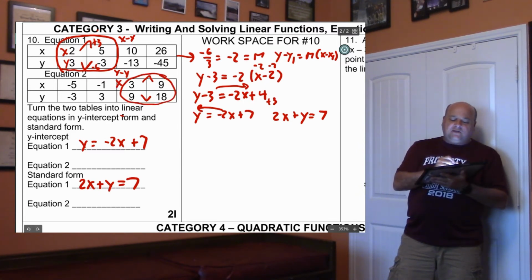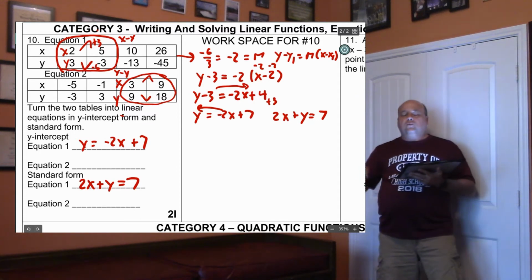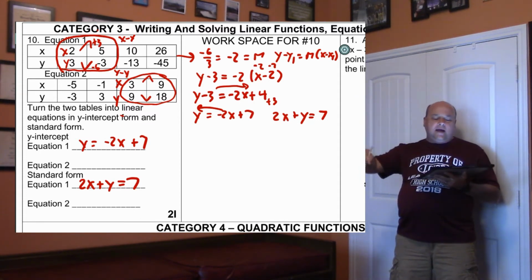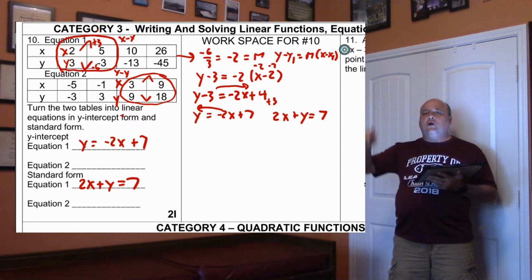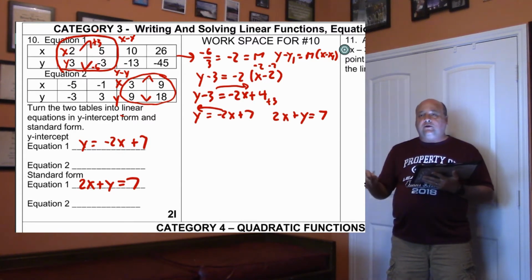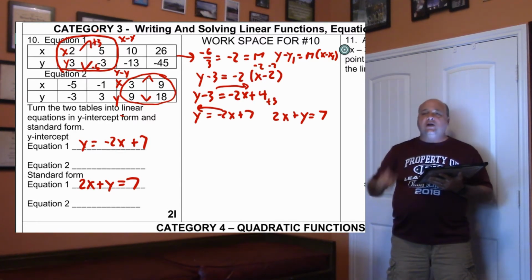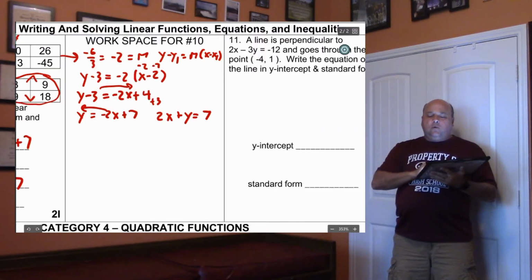And I would make my x and y 3 and 9. So find the slope, just the same way I did. Use 3 and 9 for your point-slope and switch it to standard and slope-intercept form. Piece of cake.